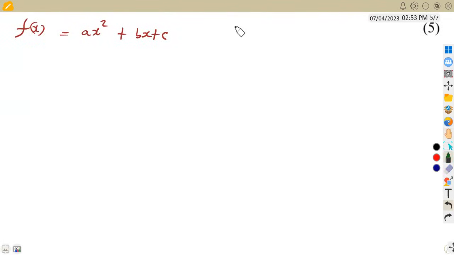So we are going to have f of x plus h, meaning to say in place of x here, we are going to substitute x plus h. So this is a into x plus h squared plus b into x plus h plus c. So this is x plus h like this plus c.